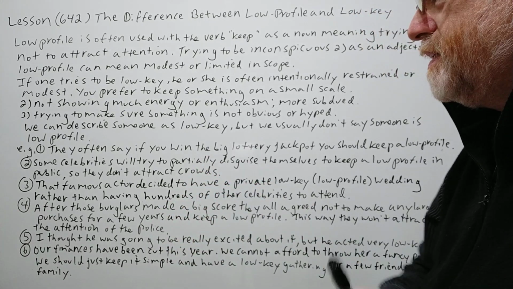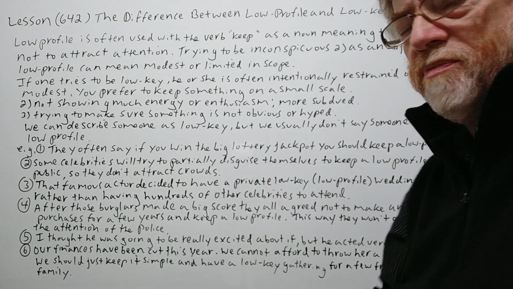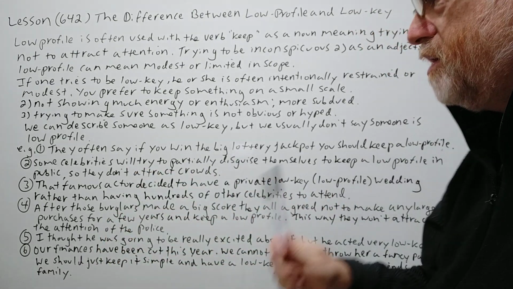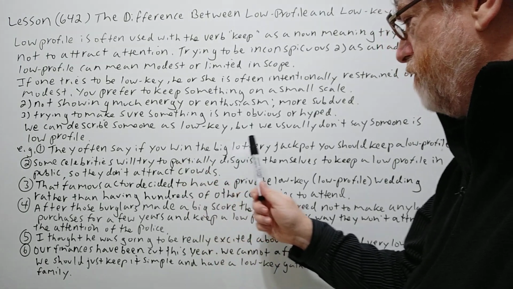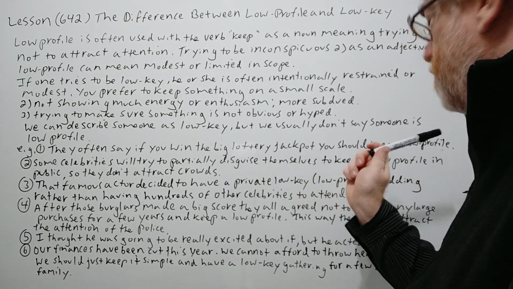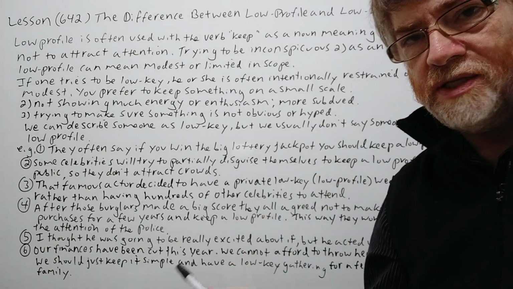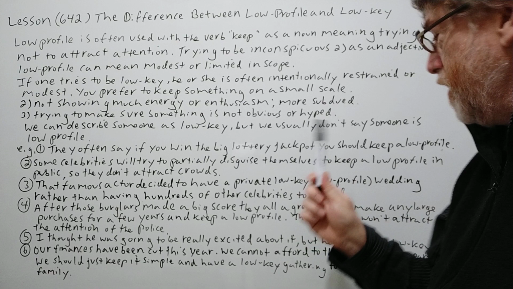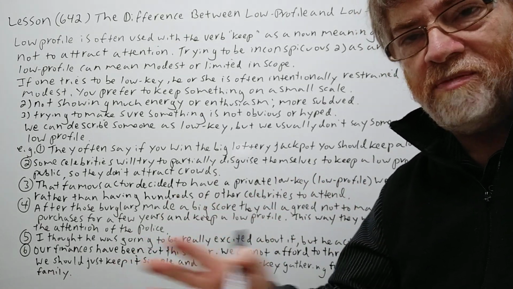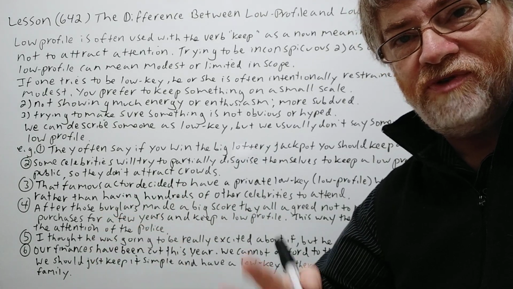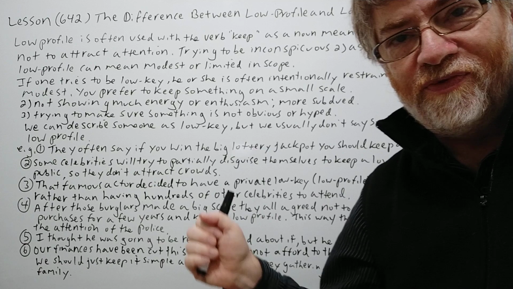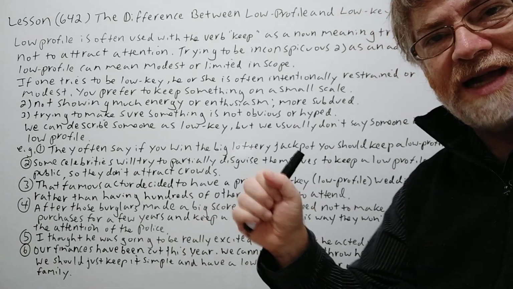Okay, let's continue. We've got 6 examples here to give you a better feel of when you're more likely to use one than the other. Here's the first one. They often say if you win the big lottery jackpot, you should keep a low profile. Here it's definitely low profile. We're using the verb keep. Profile is like a noun. It's simply the idiom. You don't want to attract a lot of attention if you win the big jackpot, because many people will be knocking on your door asking you for money or trying to act like your new best friend.